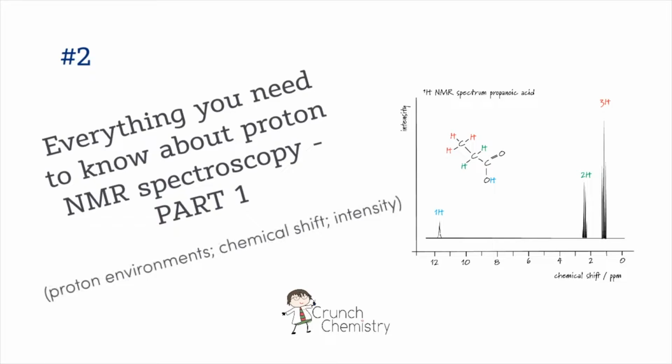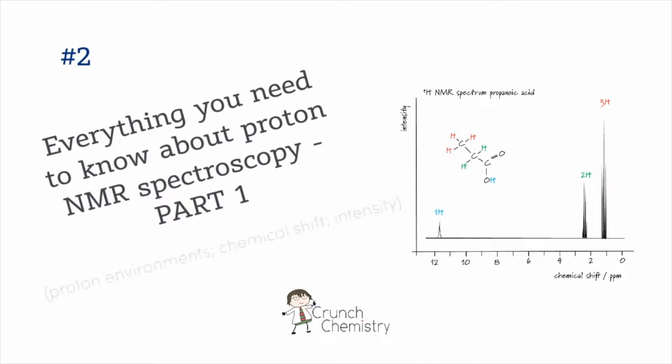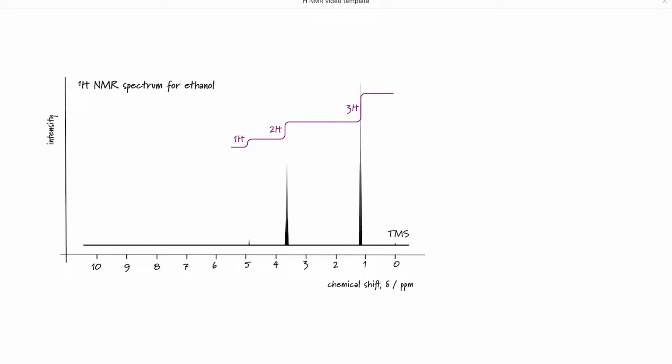This is the first of two videos that will cover everything you need to know about proton NMR spectroscopy, from figuring out how many proton or hydrogen environments there are in a molecule, making sense of chemical shift, interpreting data sheets, to understanding the vital information that splitting patterns give us.